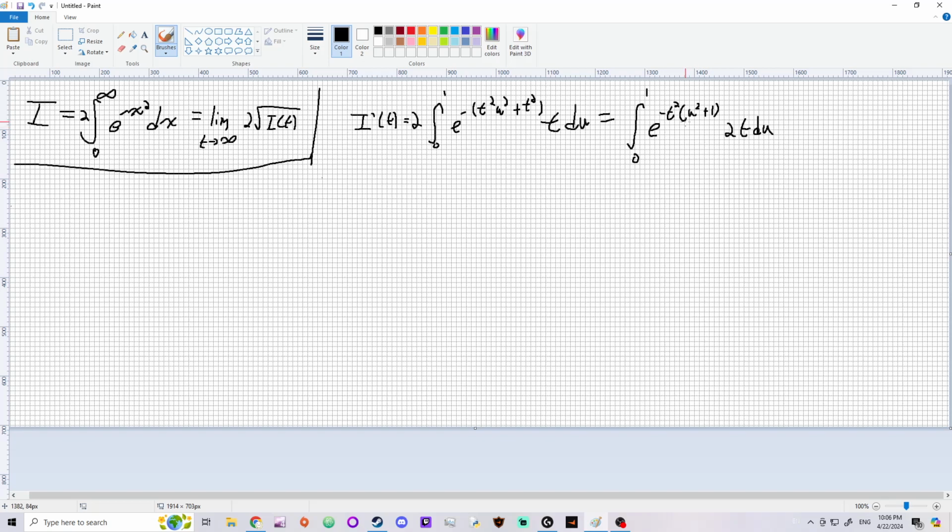The only thing that might give you a hint of what the next step is, look at this inside term. We've got a u squared plus 1. Keep that in mind. Maybe that'll send off alarm bells in someone's head. So the next step is to consider, I guess I could write it out like this.